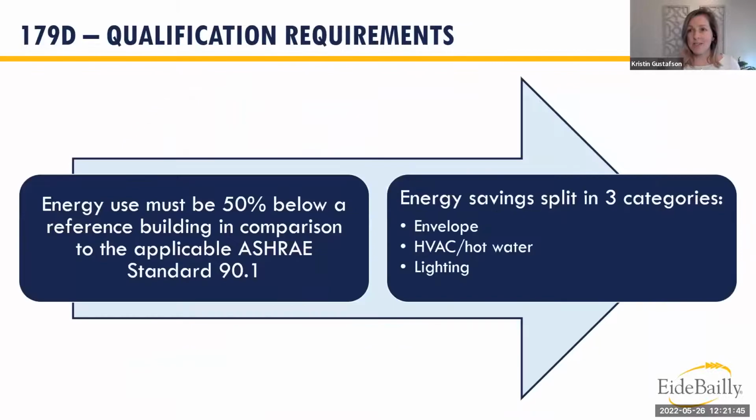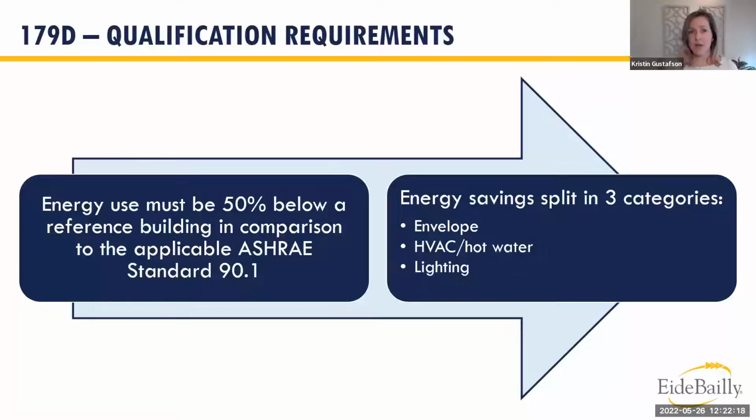To obtain the full deduction using the whole building method, the energy usage of the designed building must be 50% below a reference building based on ASHRAE 90.1 standards. So ASHRAE is the American Society of Heating, Refrigeration, and Air Conditioning Engineers. And the standard 90.1, this is a benchmark for building energy codes throughout the United States, and it sets the minimum standards for energy efficient building construction. So we're looking to exceed that minimum standard.